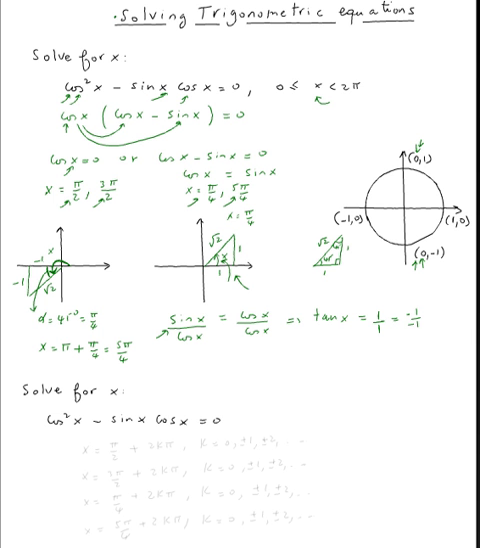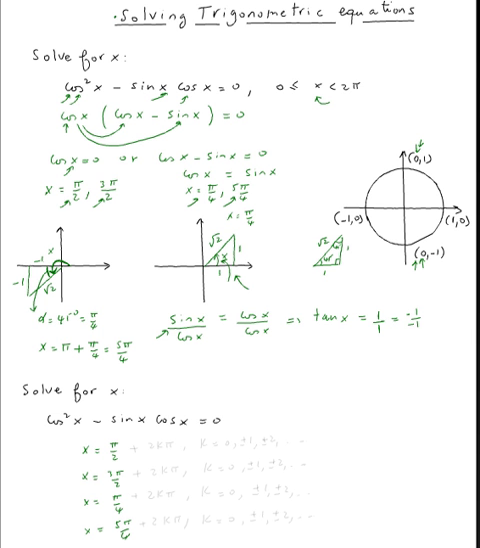Now let's do the next example. Solve cosine squared x minus sine x cosine x equals 0, and x is any real number. When it doesn't say anything, it means x could be any real number. Now of course we just did the problem. So all you do, see we got what? We got x equal to pi over 2, x equal to 3 pi over 2, x equal to pi over 4, and then x equal to 5 pi over 4.